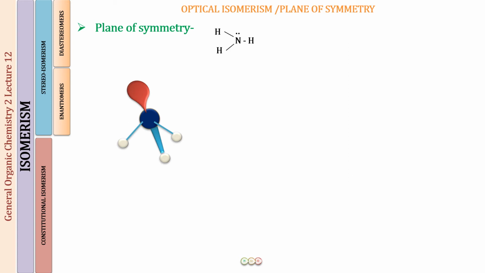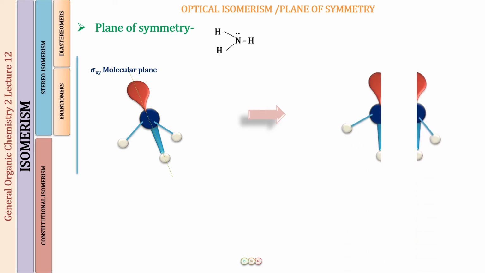And does this have a plane of symmetry? Think where it is going to be. Well, this is going to be the plane of symmetry. You can see that if I draw a plane which is going to bisect the lone pair orbital, it is going to bisect the nitrogen atom into two halves and one of the hydrogen atoms into two halves. I will be getting two structures like this, which are mirror images of each other, and hence we have found a plane of symmetry by bisecting the molecule into two halves. This is going to be optically inactive.